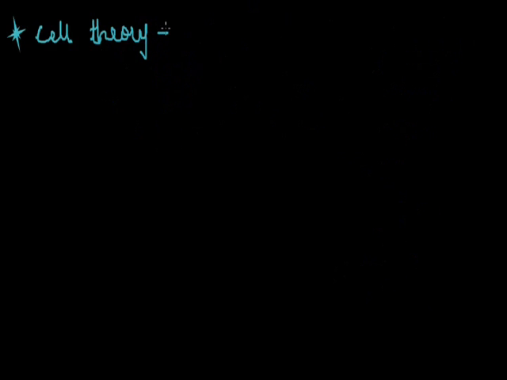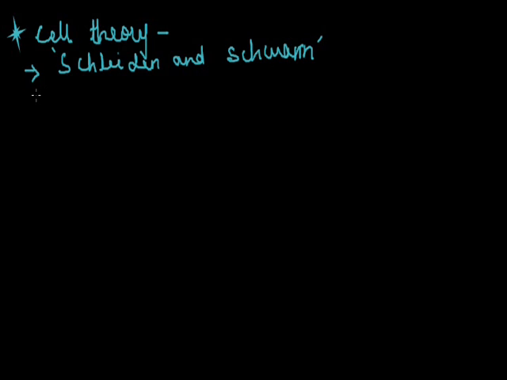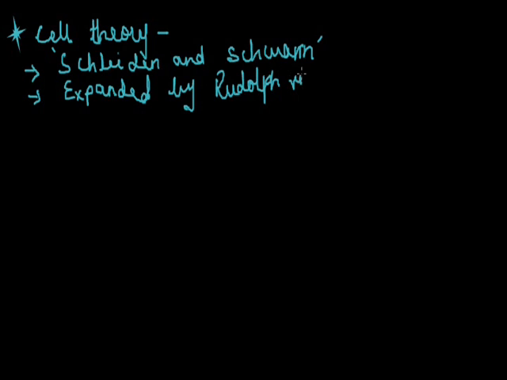Let us now discuss the cell theory. The cell theory was proposed by Schleiden and Schwann, and it was later on expanded by Rudolf Virchow. However, there is one exception to this theory, and that is viruses, because viruses are acellular entities.